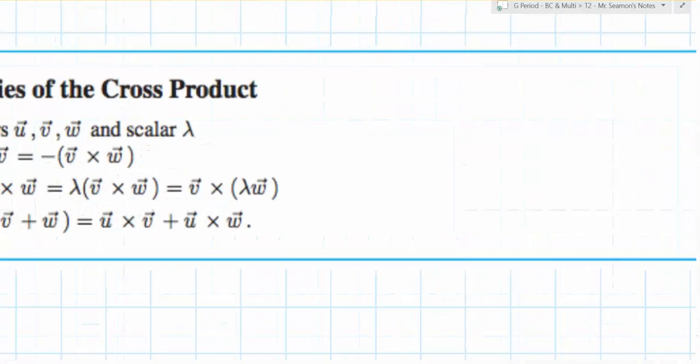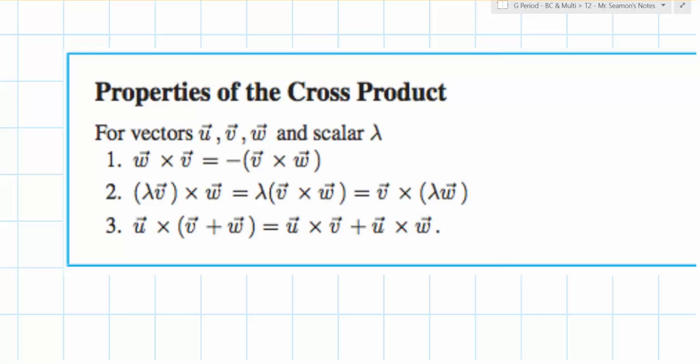Excellent. Here are the particulars for the rules that you get for cross products. If you have a cross product and you flip the order, it should make sense now. If you do i cross j, it was k. j cross i goes down. So what happens if you switch the order? It goes the opposite direction.